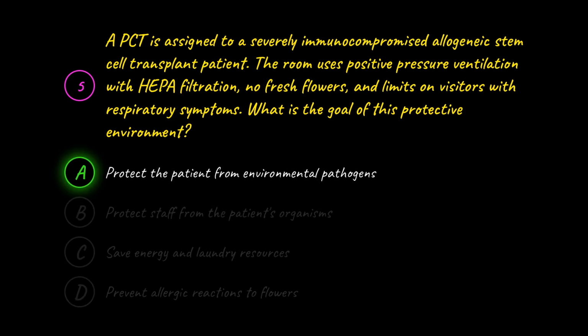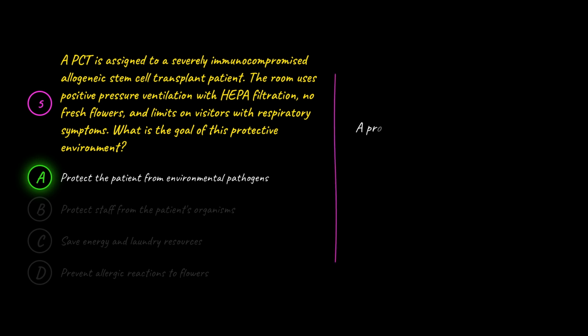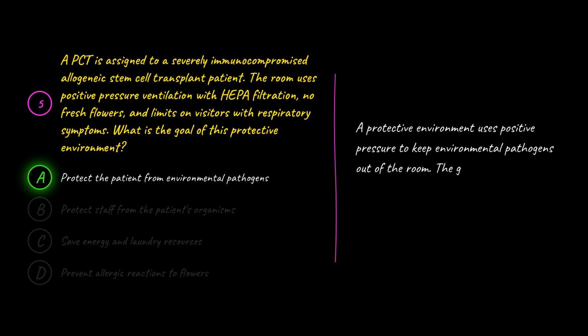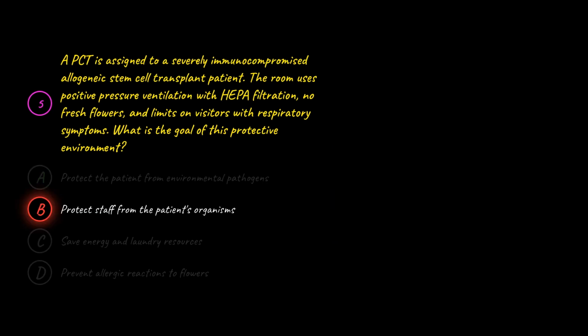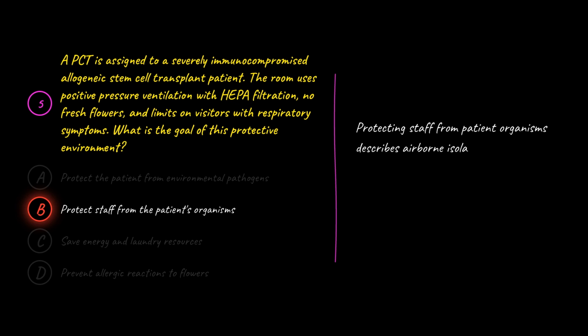The correct answer is A. Protect the patient from environmental pathogens. A is correct because a protective environment uses positive pressure to keep environmental pathogens out of the room. The goal is to protect a severely immunocompromised patient from organisms in the corridor air or on visitors, the opposite of airborne isolation. B is wrong because protecting staff from patient organisms describes airborne isolation with negative pressure.